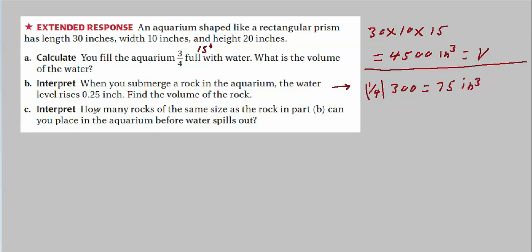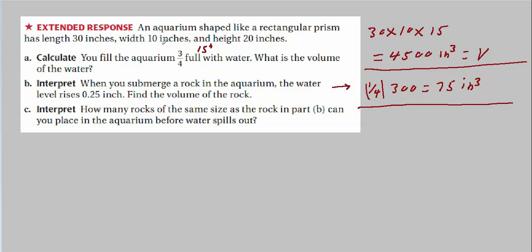Now, they want to know how many rocks just like that you'd have to drop into the aquarium before it spills out. That sounds like a fun experiment, especially if you've got a nice carpet you can ruin. But let's do it on paper instead. What have we got? Well, how much room do we have? In other words, how much volume is left over when it's 3/4 full? Well, the answer is 1/4 of the tank is left over.